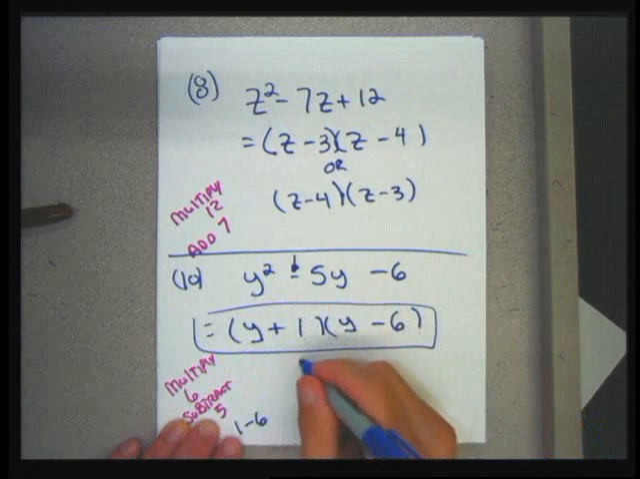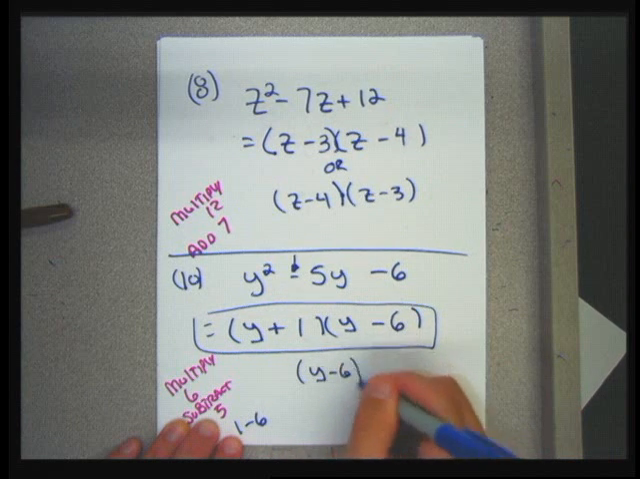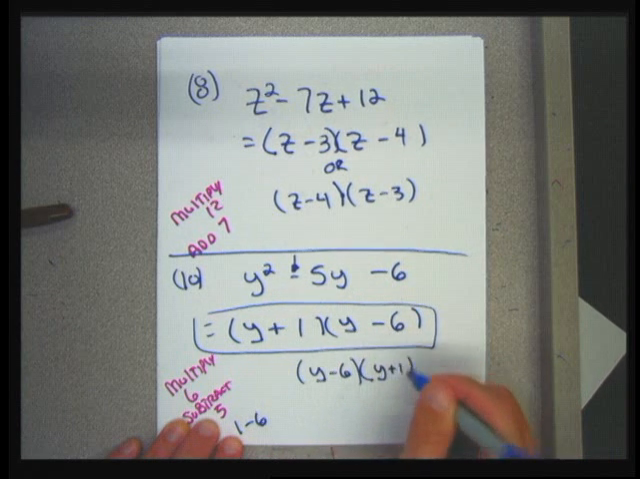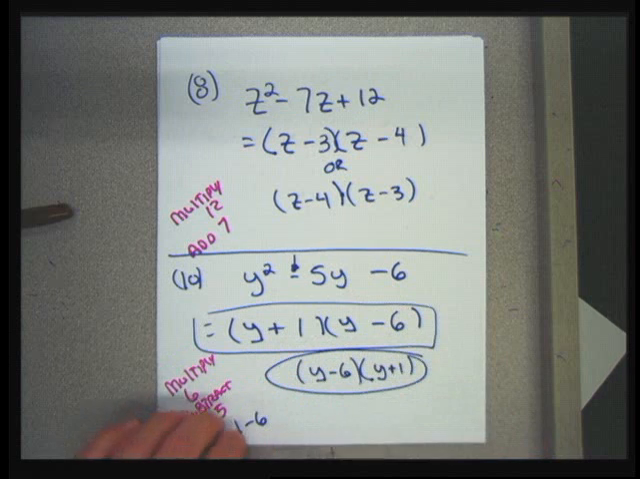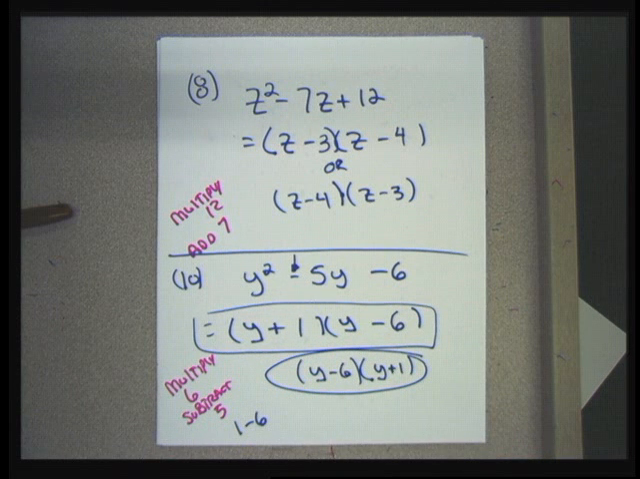Another correct answer would be y minus 6 times y plus 1. As long as you have a minus next to the 6 and a plus next to the 1, it doesn't really have to be that the plus is first and the minus is in the second parentheses, but I generally do it that way.